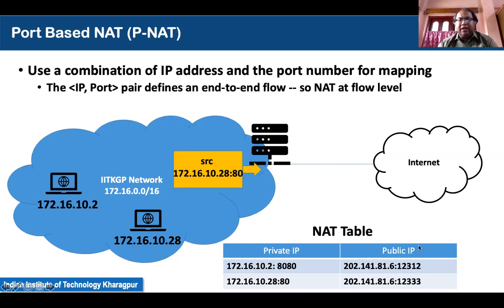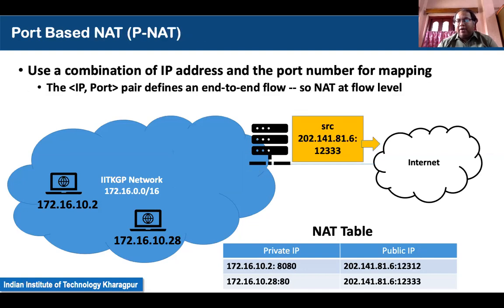Now with this scheme, whenever the packet is going outside the network, it changes both the IP address and the corresponding port number. The advantage is that you can reuse the same public IP for multiple connections. So here this public IP 202.141.821.6 has been reused for both the active users, because now we are not doing the mapping at the user level, rather we are doing the mapping at the flow level with the help of the IP address and the corresponding port number.